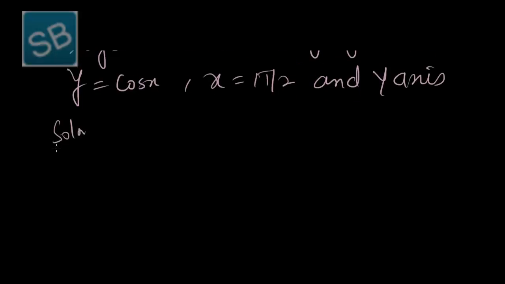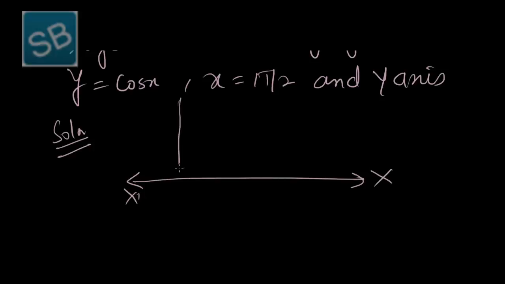So the solution is, we will draw the diagram first of all. This is the x-axis and this is the y-axis. So we have to draw the area up to x is equal to pi by 2. So at x is equal to 0, cos is 1 and at pi by 2, cos is 0.